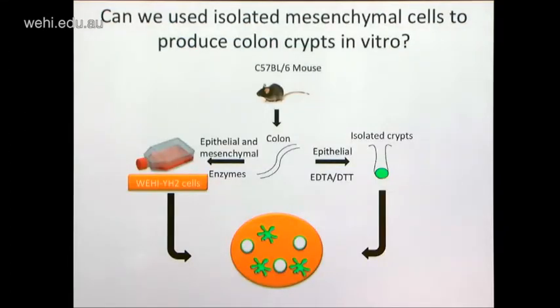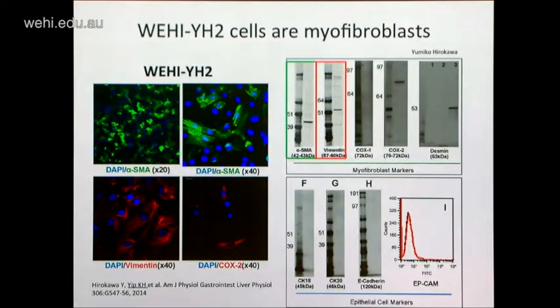So we decided to isolate mesenchymal cells from the mouse colon, and to co-culture with the isolated crypts. The mesenchymal cells that we use are WEHI cells, which were isolated from the epithelial and mesenchymal cells by enzymatic digestion. So the WEHI cell was isolated and characterized by Yumiko, and she finds that WEHI cells express alpha SMA, thymidine, COS2, but don't express any epithelial cell marker. So we conclude that WEHI cells are myofibroblasts.